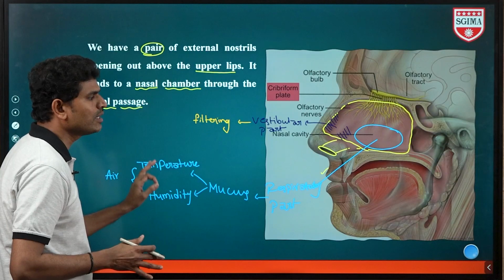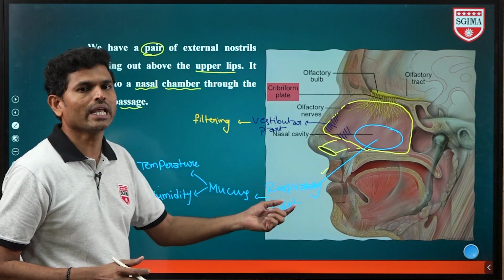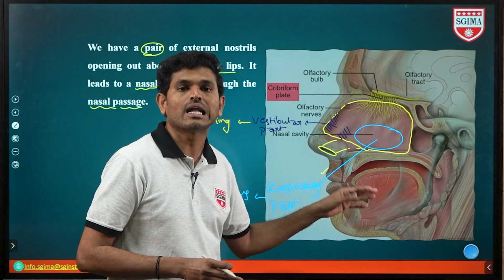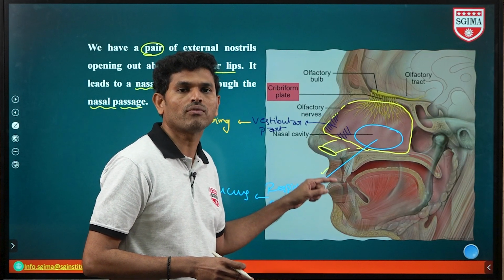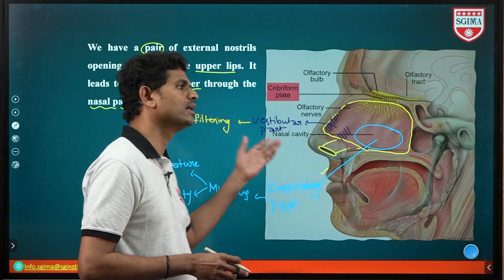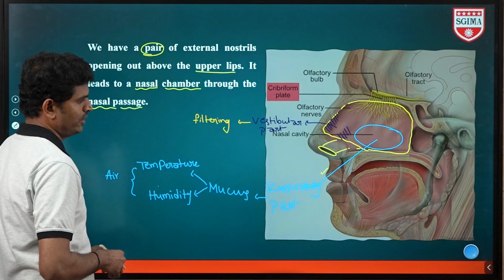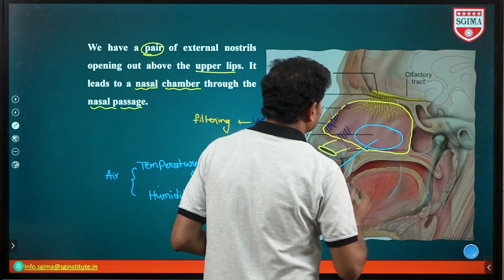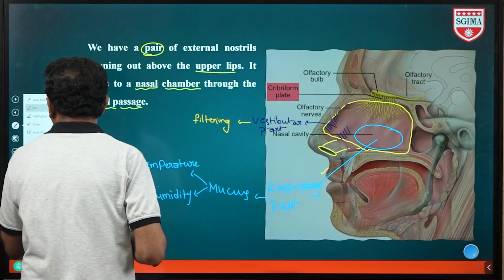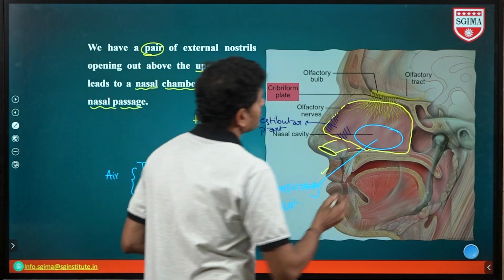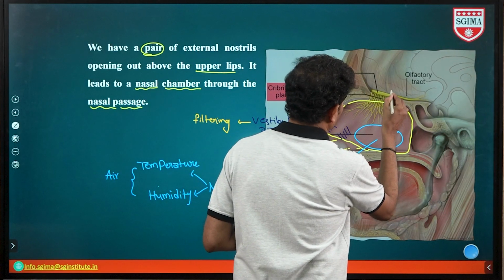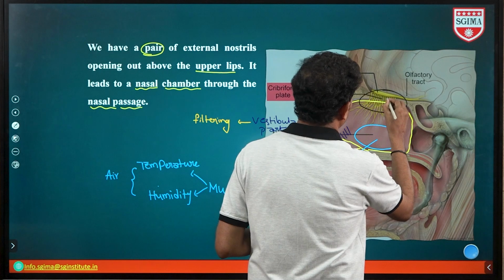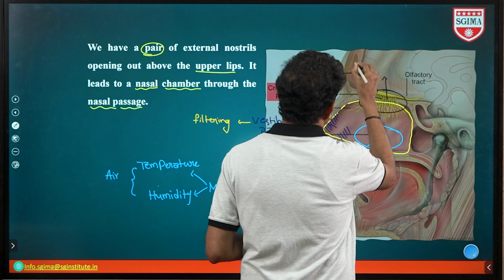So the nose conditions the inhaled air. That's why the nose is known as the natural air conditioner of our body. This is a nature or God-gifted feature of the human body. Now, the other area which is above this respiratory portion is known as the olfactory part.